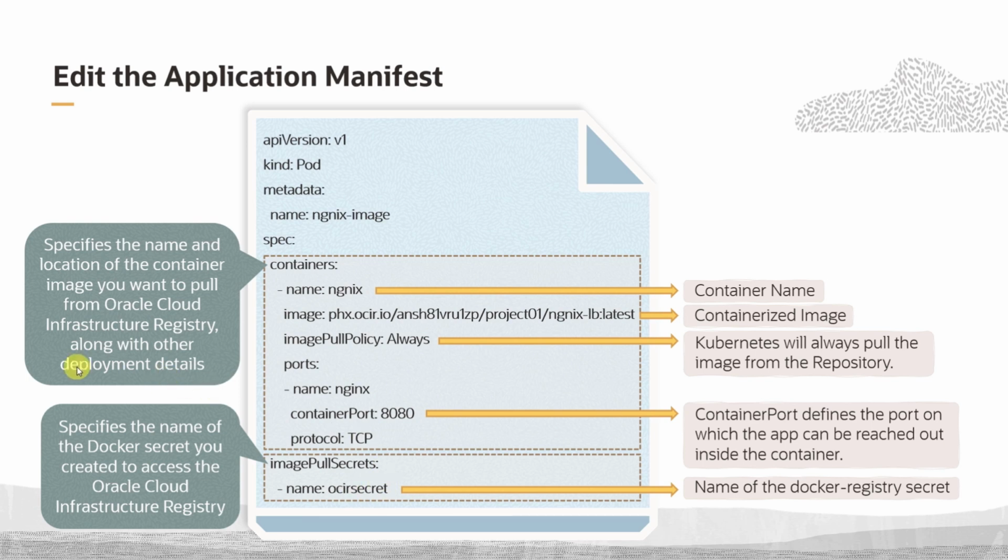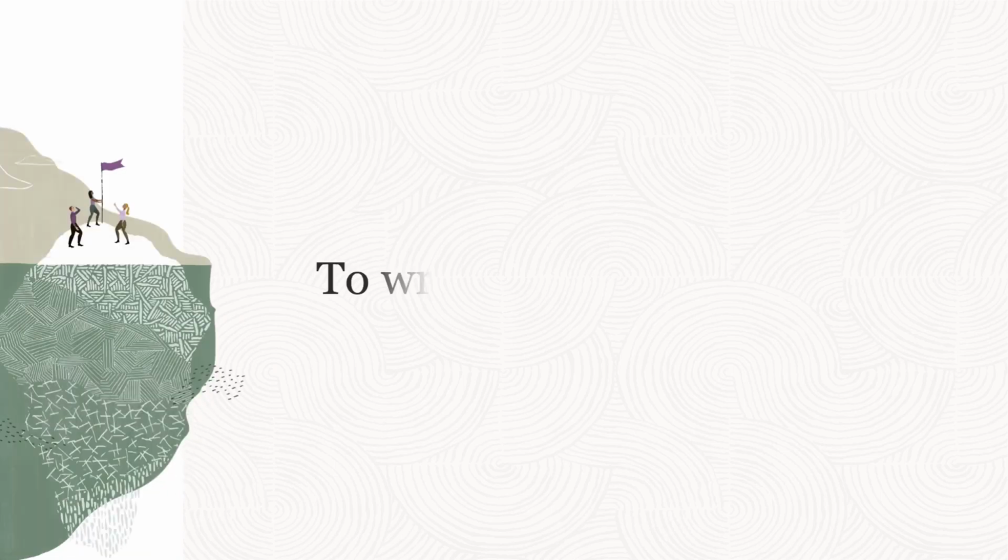In summary, we have covered the steps to pull images from a container registry using deployment, especially when dealing with Oracle Cloud Infrastructure Registry. Editing the application manifest is a crucial step in this process.